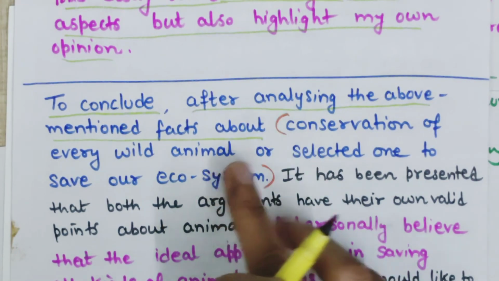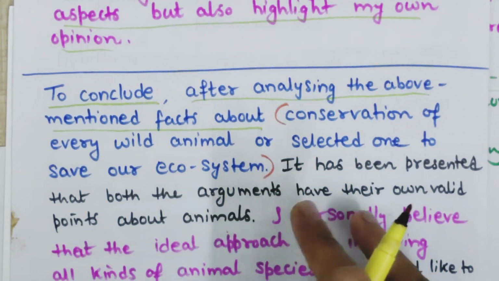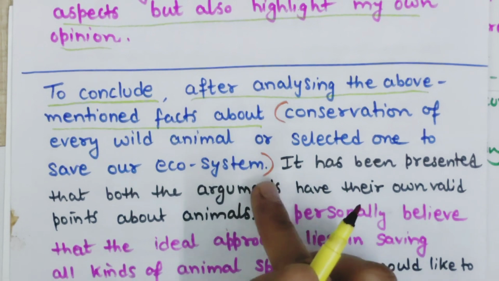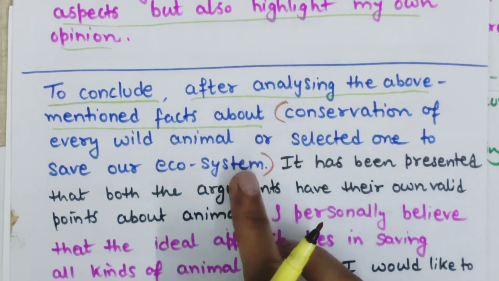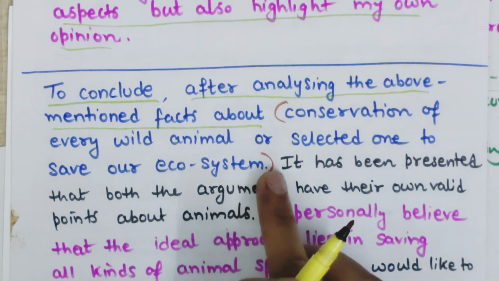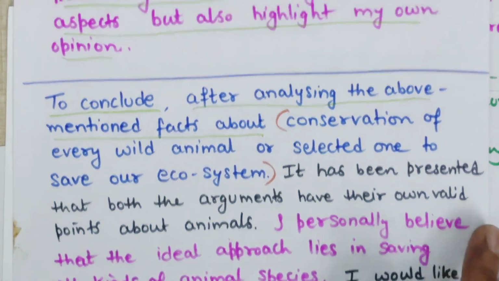why they want to save every animal, you can give one reason in few words. You can give reasons also why they want to save every wild animal, why they want to save selected animals, just due to this. Okay, so this is the conclusion.